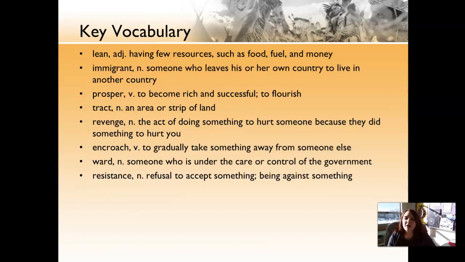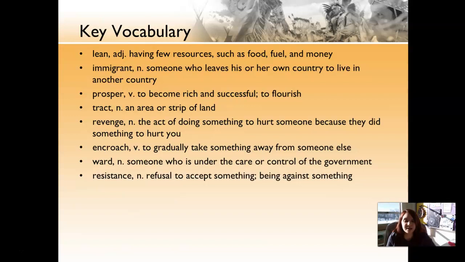Some key vocabulary. Lean is having few resources such as food, fuel, and money. Immigrant is someone who leaves his or her own country to live in another country. Prosperous, become rich, successful, to flourish. Tract is an area or strip of land. Revenge is the act of doing something to hurt someone because they did something to hurt you.